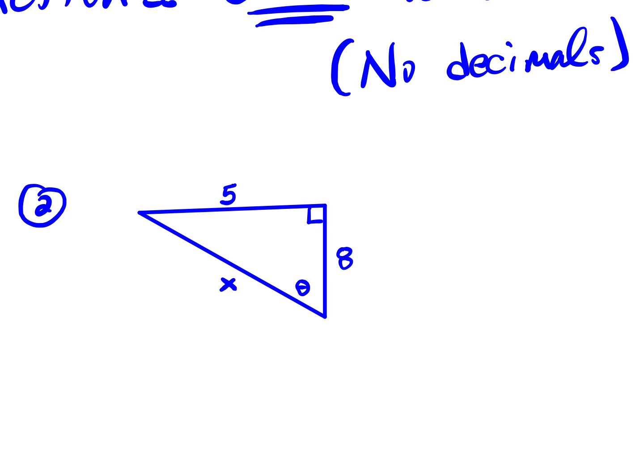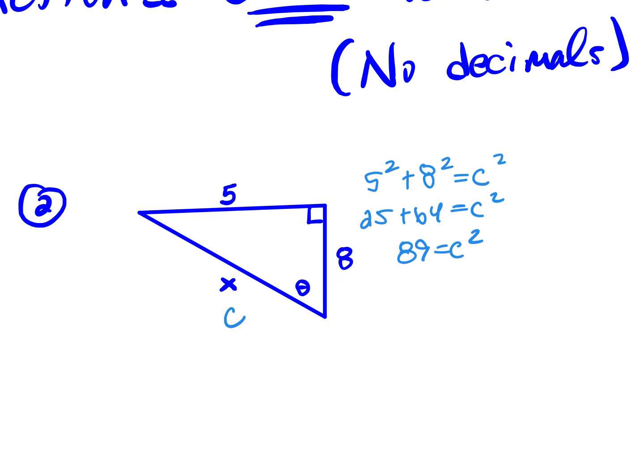But how would I find, what side am I missing? I am missing the hypotenuse. That's letter C in our Pythagorean Theorem, correct? So I have 5 squared plus 8 squared equals C squared. So 25 plus 64 equals c squared. 25 plus 64 is 89 equals c squared. And then I have to take the square root. So c equals the square root of 89.